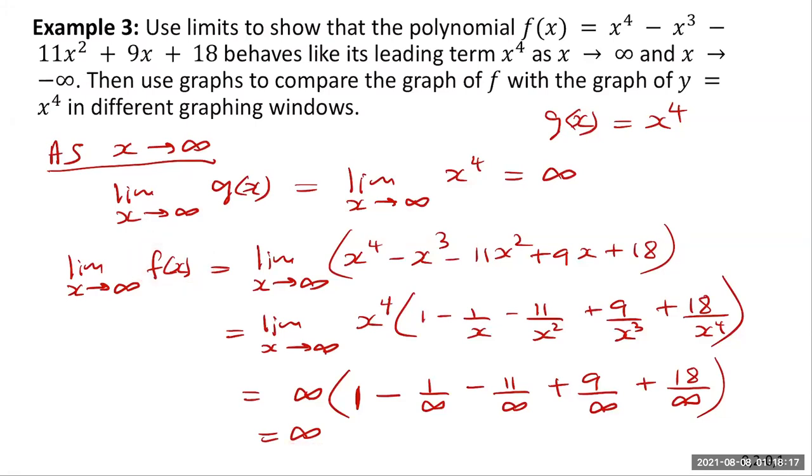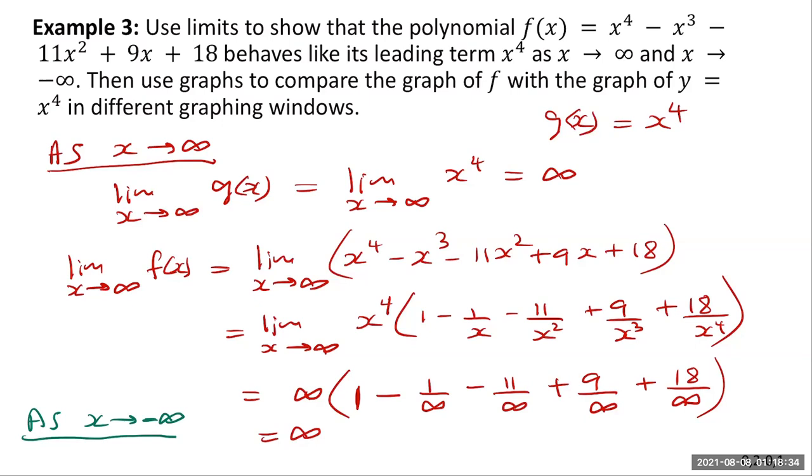And I will leave the other case as an exercise. Show the same thing for the case when x approaches minus infinity. It is very simple.